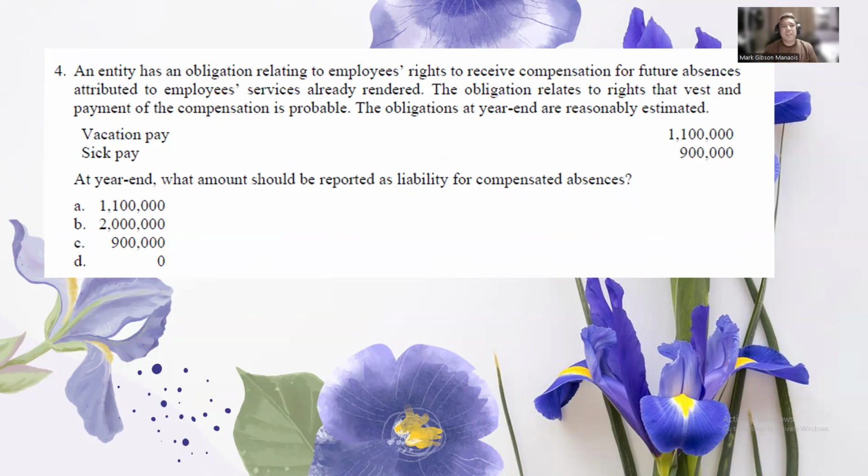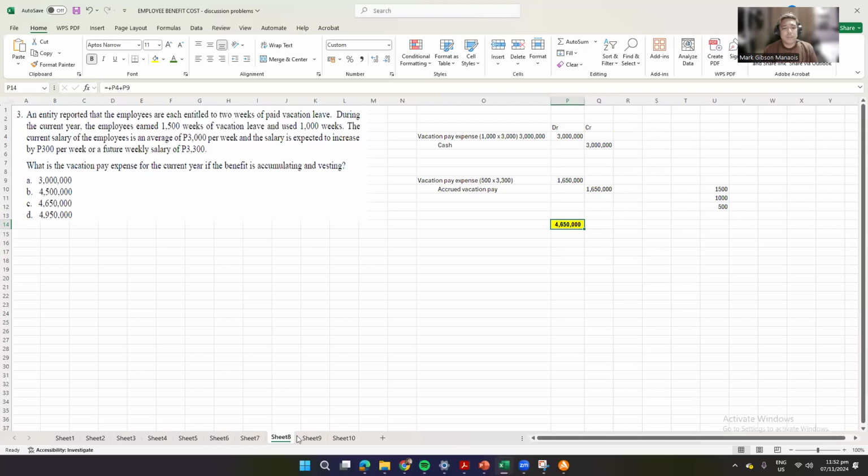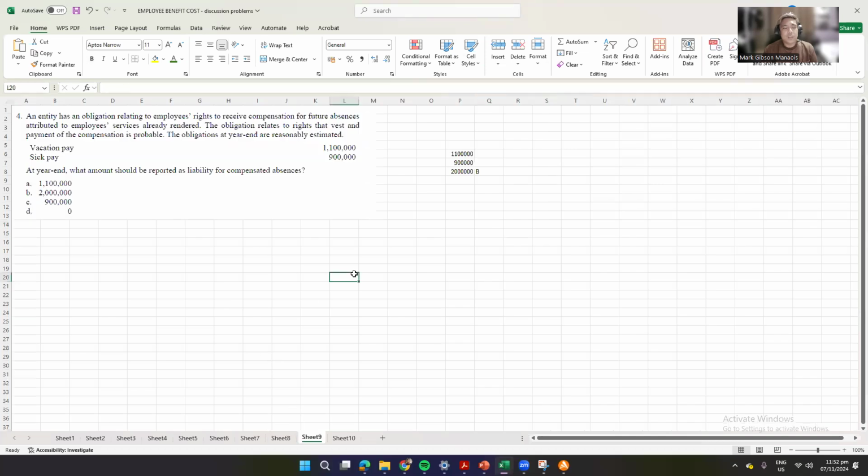Ito na class. The vacation pay is 1.1 million. Sick pay is 900,000. Ito class, as you know, it met all the necessary criteria for us to recognize it as a liability. So in this case, vacation pay and sick pay of 900,000, just get the sum. That will be your total liability for compensated absences, or 2 million. Letter B.